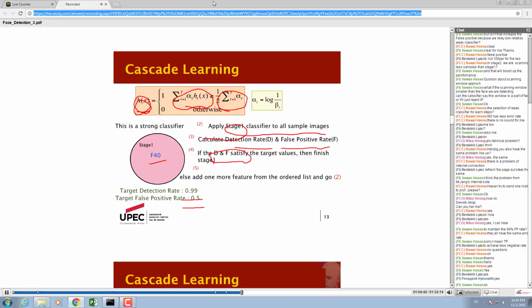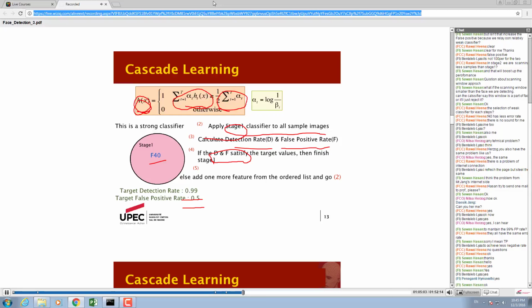Okay? So in this way, we check if the detection rate and false positive rate satisfy these target numbers. Then we can just finish. It's done. Stage 1 is done. It is working good enough for stage 1.